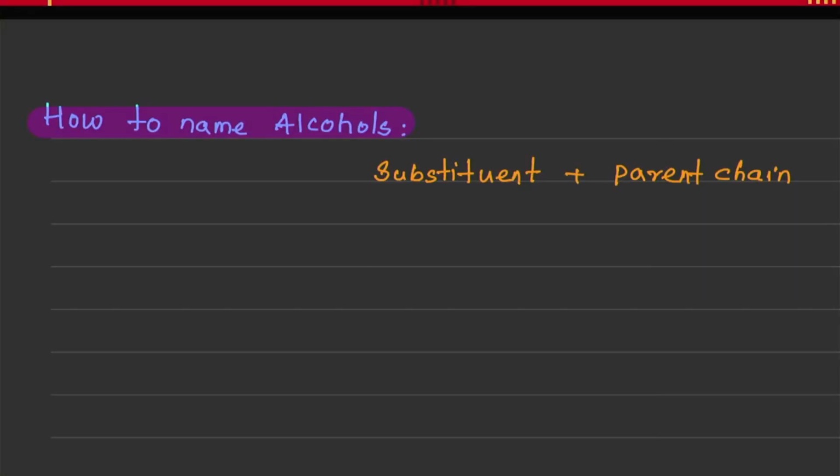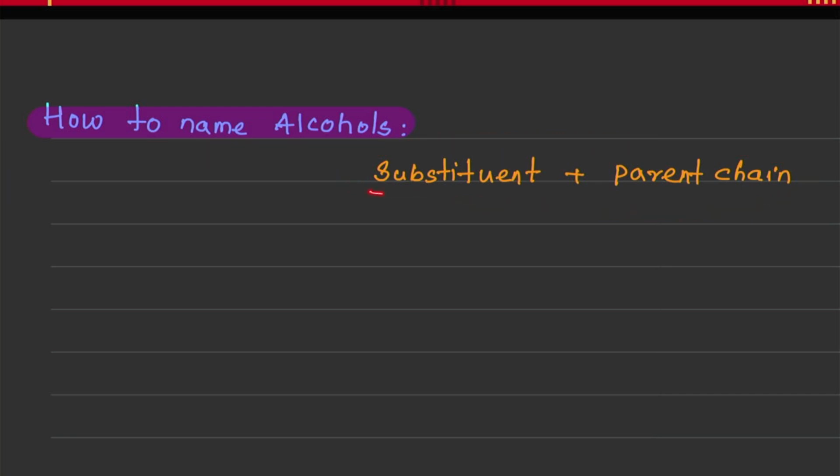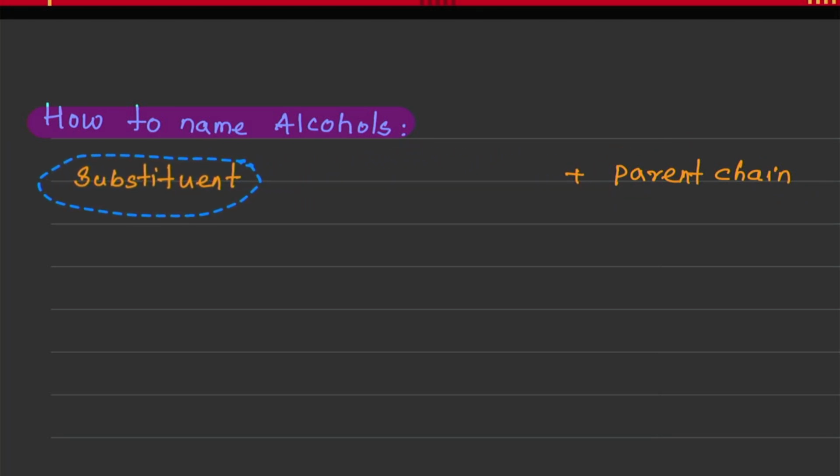Hello everyone. In this video, we will talk about how to name alcohols. When you are naming alcohols, all the nomenclature follows a conventional pattern: you have your substituent names first, and then your parent chain after that. The parent chain is always going to be at the end. So let's talk about how we're going to write the parent chain.